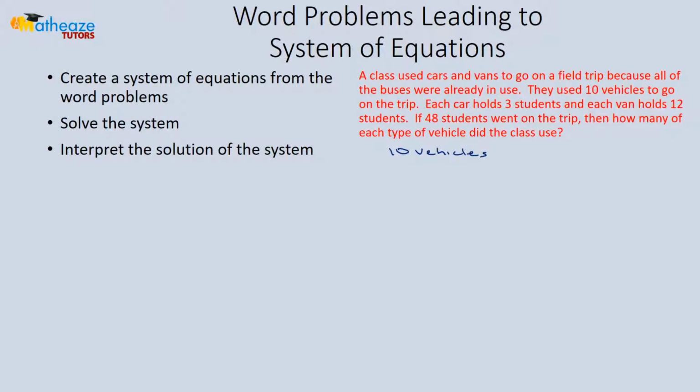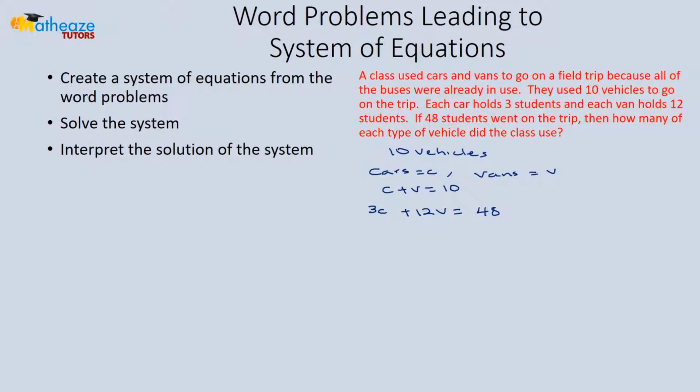So they have 10 vehicles. So let's represent cars with C and vans with V. So there are a total of 10 vehicles. So C plus V equal to 10. A car holds 3 students. So there are 3 students in each car and 12 students in each van, and a total of 48.